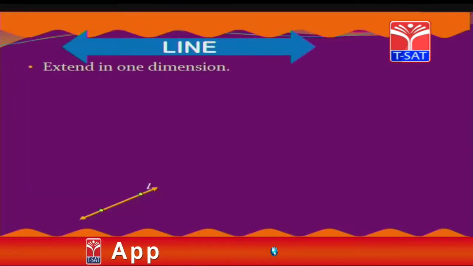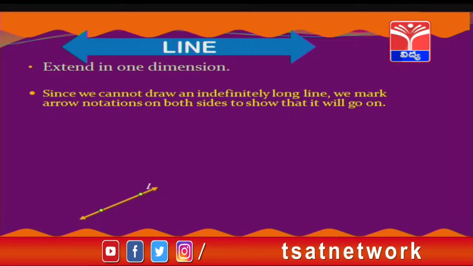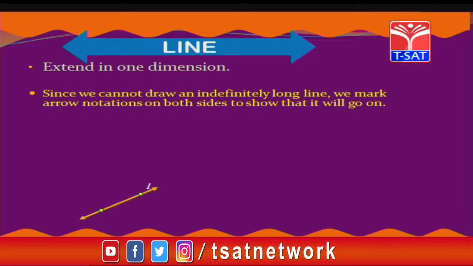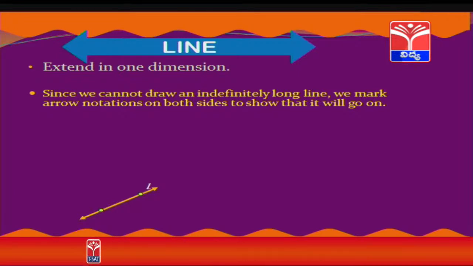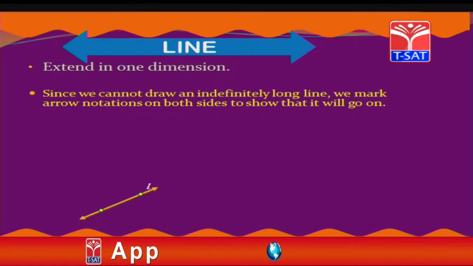Now, what is a line? It extends in one dimension, that is, it has no width. If you extend it on both sides, so it extends two ways, that is called a line. Since we cannot draw an indefinitely long line, we mark arrows. If you extend them to the ends, we show them with an arrow mark, okay. That is the notation on both sides to show that it will go on.